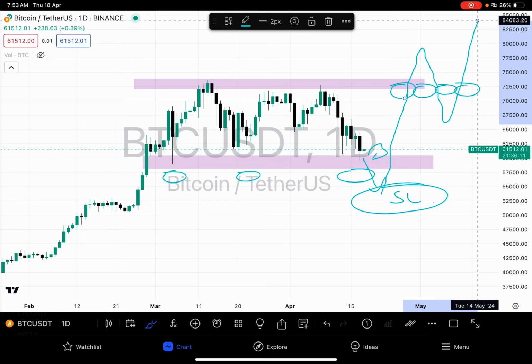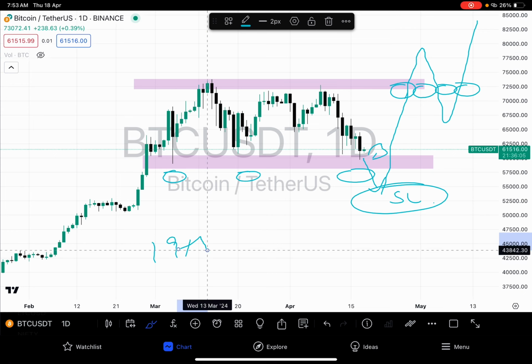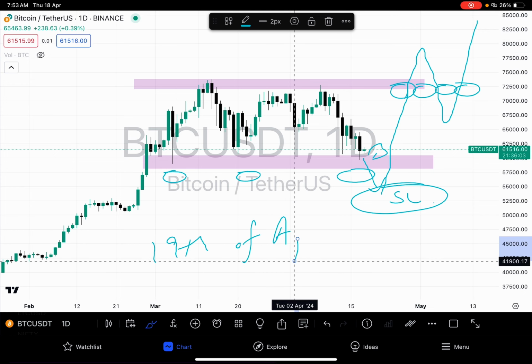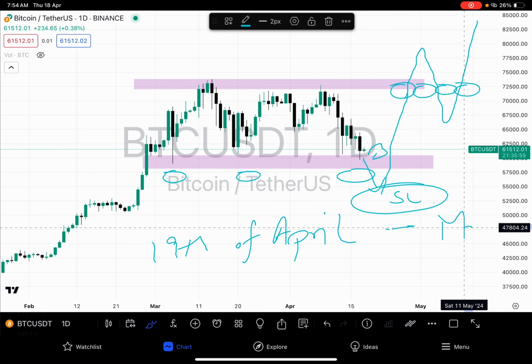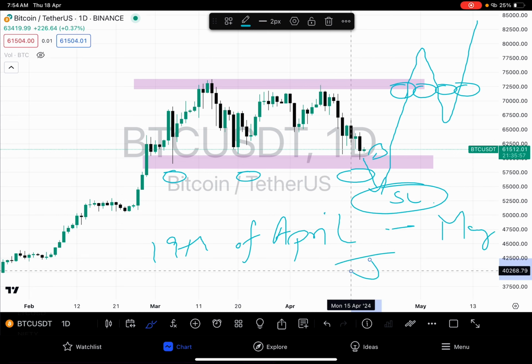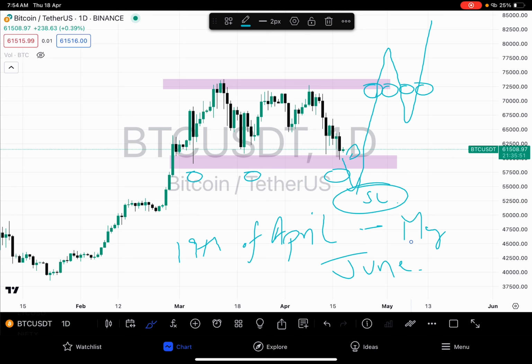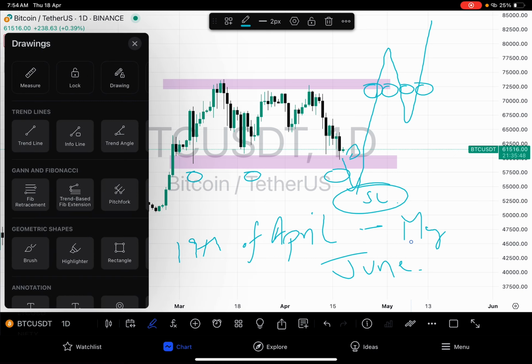So this is something that I'm expecting in the market to happen from 19th of April and should be followed for the entire May, entering into June. This is something that the market is going to do. It's going to absorb a lot of liquidity.